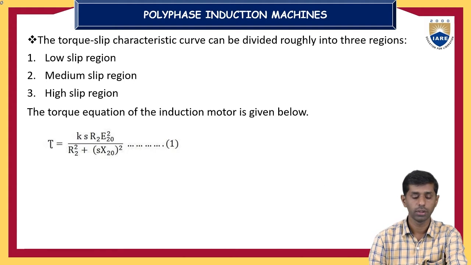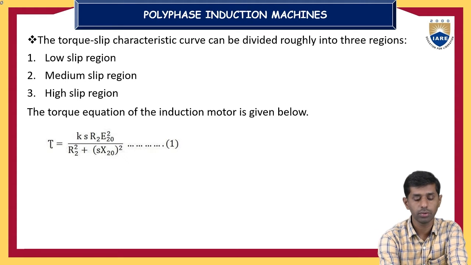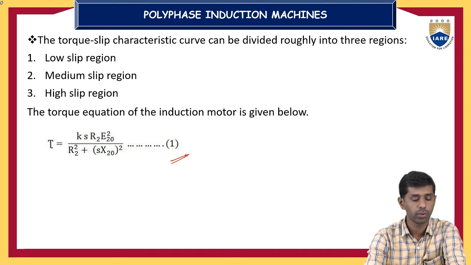And we have a relation for torque, expression number 1, which represents torque equal to K times, where K is a constant, slip times the rotor resistance into the standstill induced EMF square, divided by the impedance of the rotor.